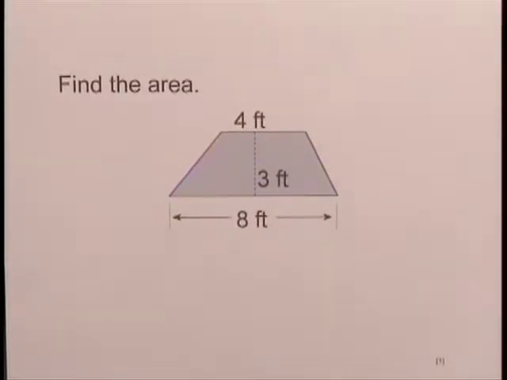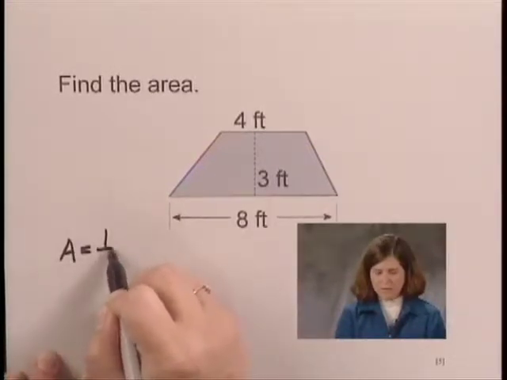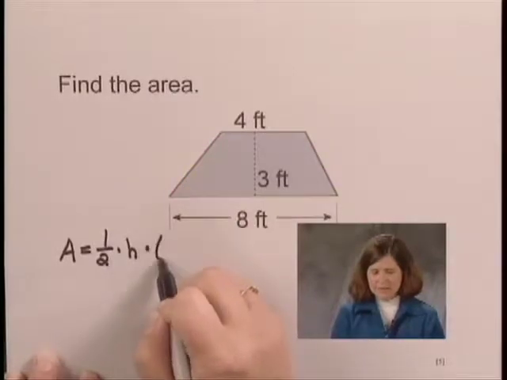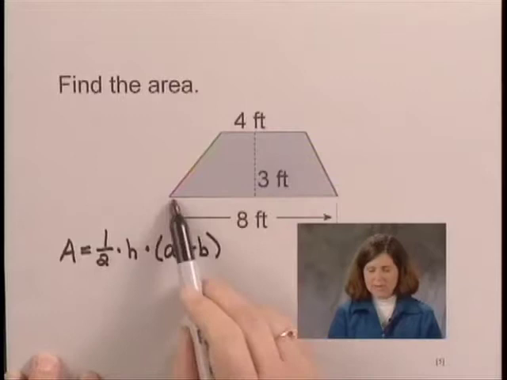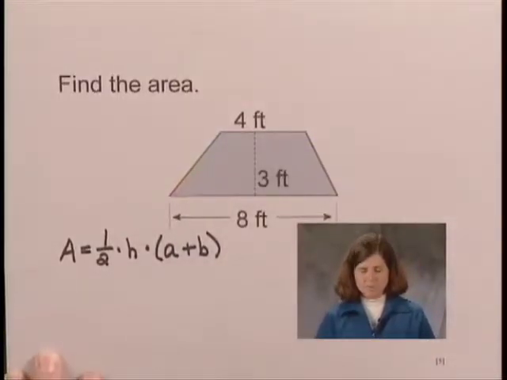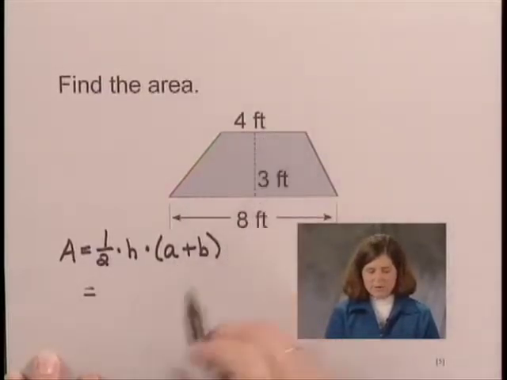For this exercise, we'll find the area of a trapezoid. Before we find the area, let's recall the formula for the area of a trapezoid, and that is A equals 1/2 times the height times the sum a plus b, where a and b are the parallel sides of the trapezoid. To substitute, the height is 3 feet.